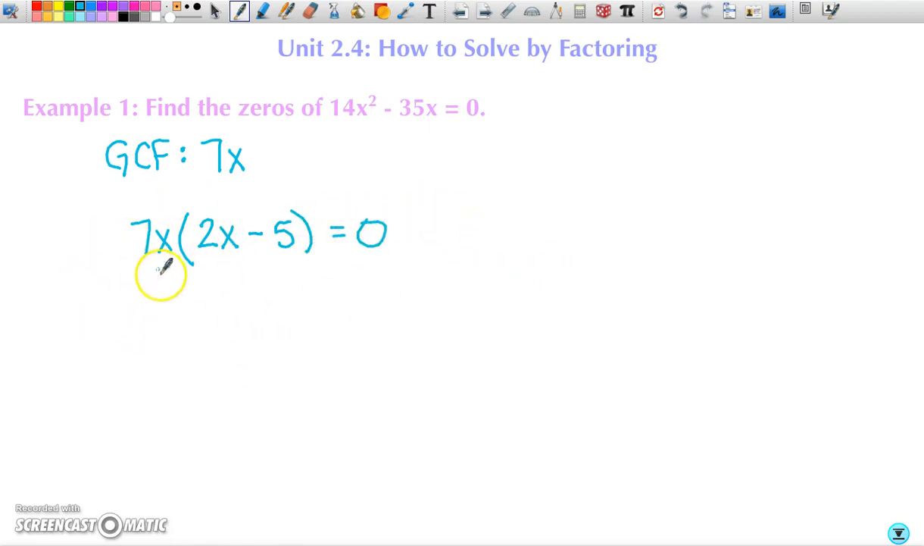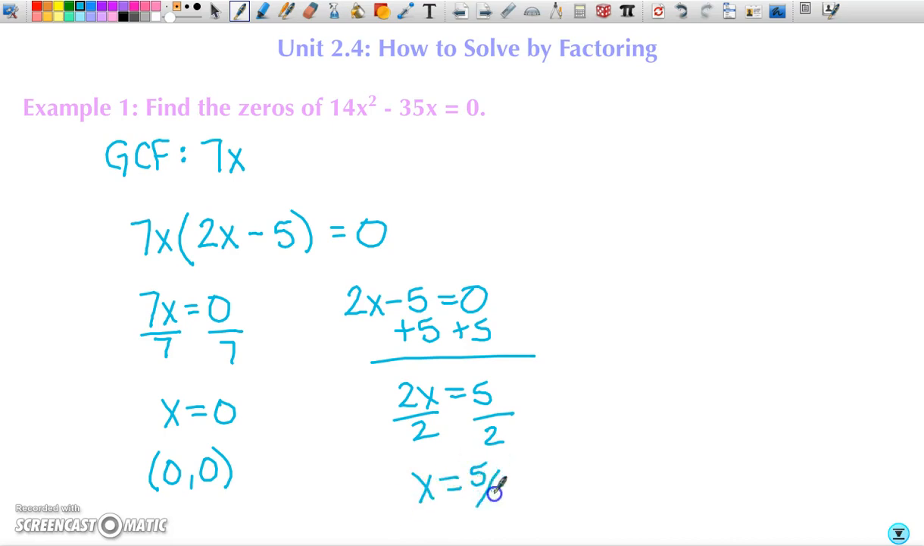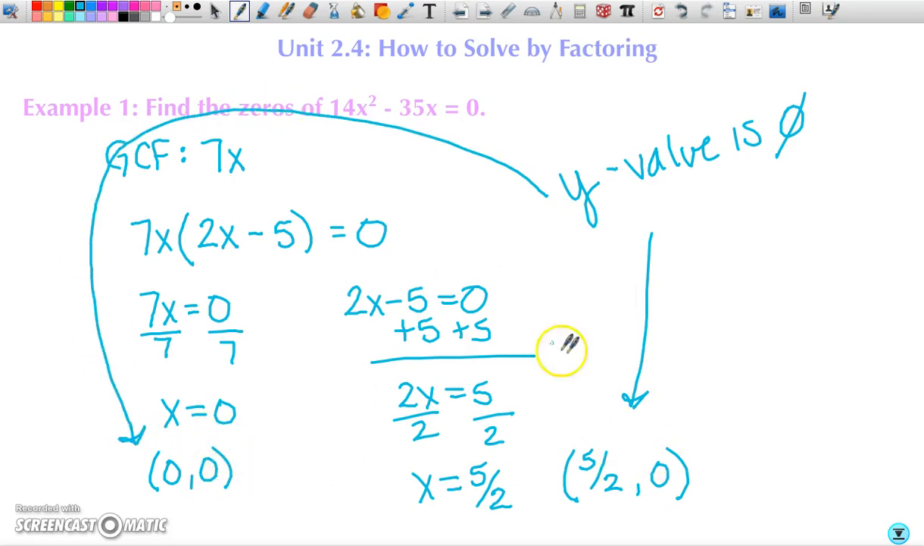Now our second step is to take each factor with an x and set it equal to 0. So we divide by 7 on both sides. We get x is 0, and as a coordinate point, that would be 0, 0. We add 5 to both sides of our equation to get 2x equals 5. Divide by 2, and we get x is 5 over 2, which would be the coordinate point 5 halves, comma, 0. Your y value is 0. When you write these coordinate points, we're always putting 0 in for the y value.